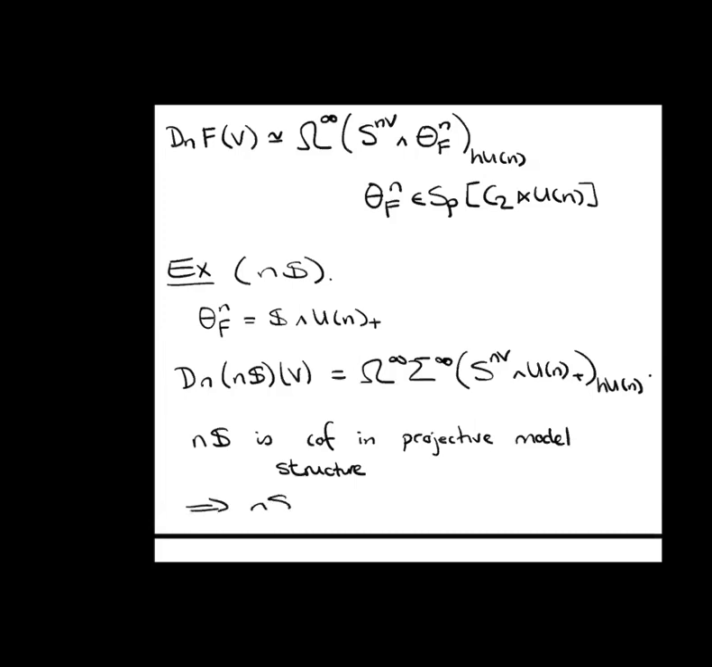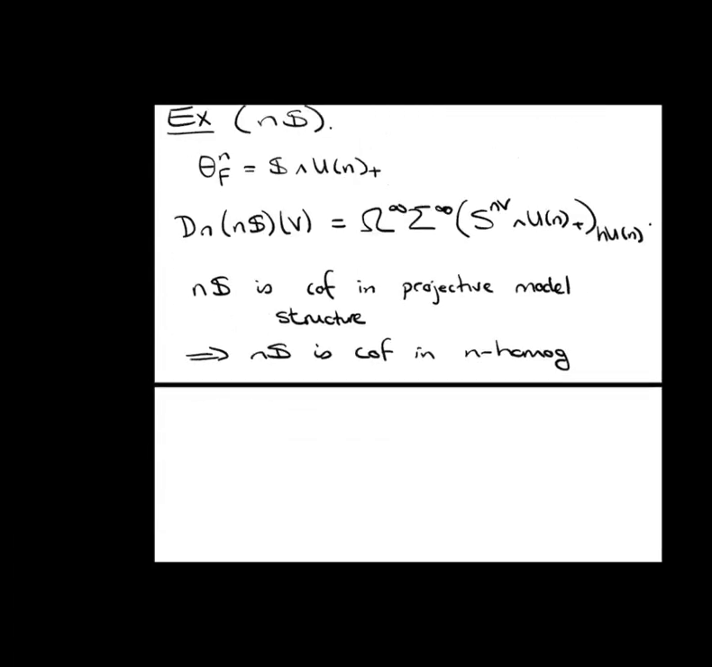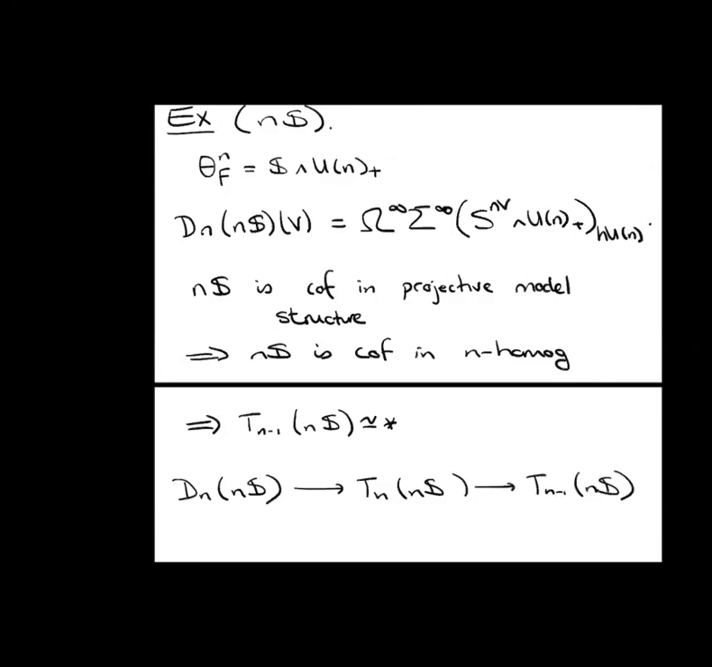So we get that this is cofibrant in the n-homogeneous model structure, which in particular means that its (n-1)st approximation disappears. If you think about how this tower is built, you have the nth layer as the fiber between the nth approximation and the (n-1)st approximation. So this is trivial, and we get the description of the nth approximation just as this stabilization.